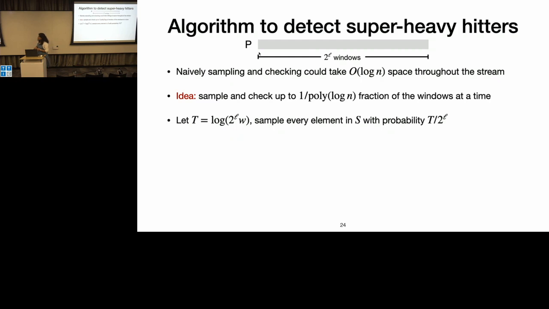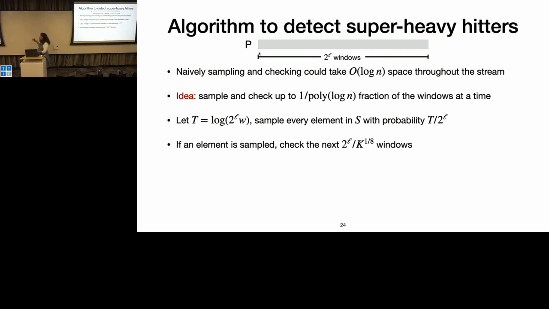So consider a second sampling that we are going to do, where this sampling is with probability t over 2 to the L. And that means that I'm going to roughly sample the heavy hitter t times in this node, okay? Because the heavy hitter occurs in every window. So now what I'm going to do is just sample every element with this probability t over 2 to the L. If an element is sampled, I'm going to check the next 1 over polylog n fraction of the windows. K is some large log n to the 100.